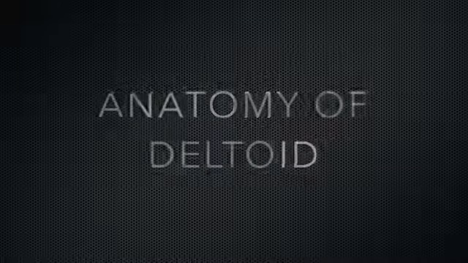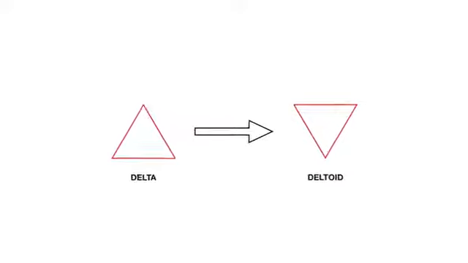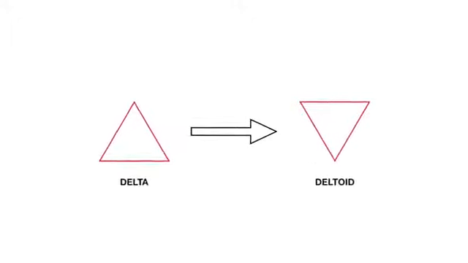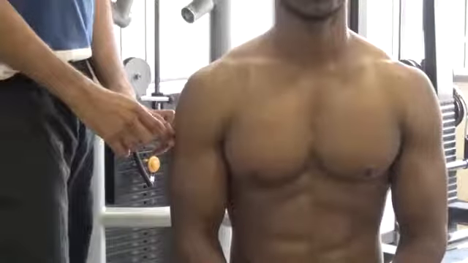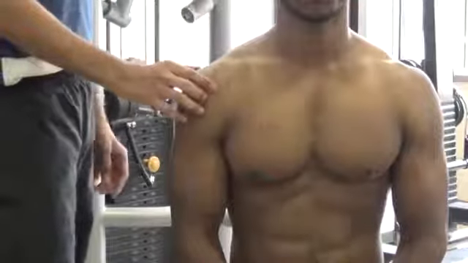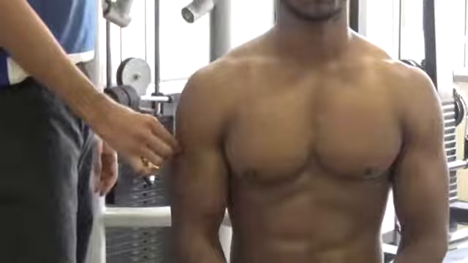Hello everyone, in this video we will discuss the anatomy of the deltoid muscle. It is termed deltoid just because its shape is an inverted delta. So when you see it from the side, the base is above and the apex is below. The origin is above, and the insertion is below, to the deltoid tuberosity.